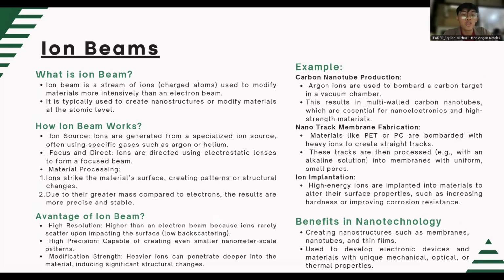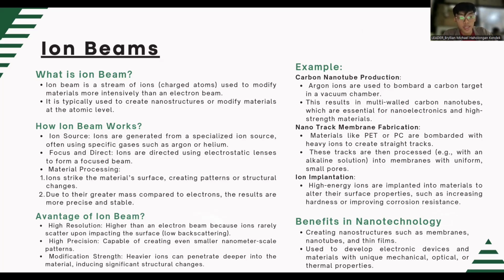It is typically used to create nanostructures or modify materials at the atomic level. And how do ion beams work? The first one is ion source. Ions are generated from a specialist ion source, often using specific gases such as argon or helium. And then for ion beams, ions are directed using electrostatic lenses to form a focused beam.